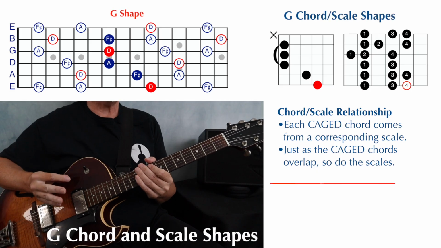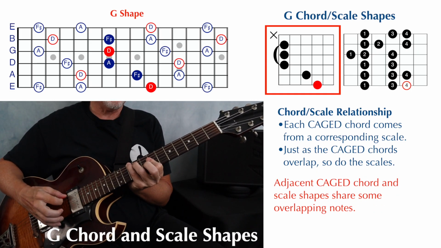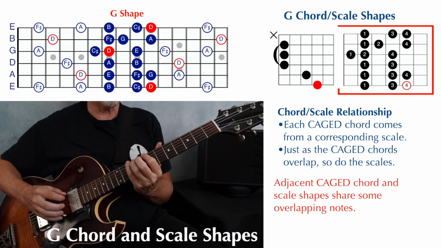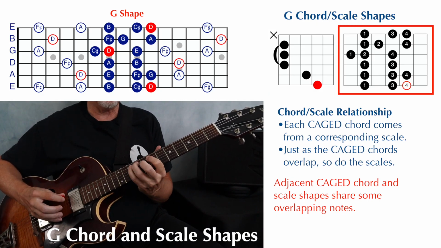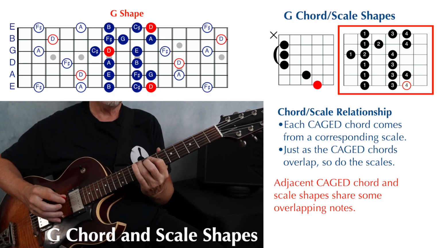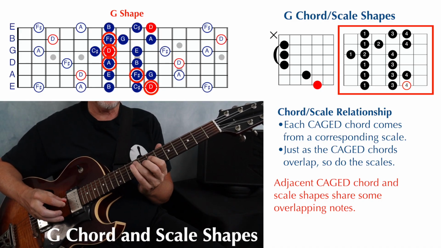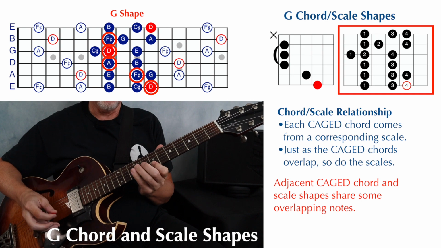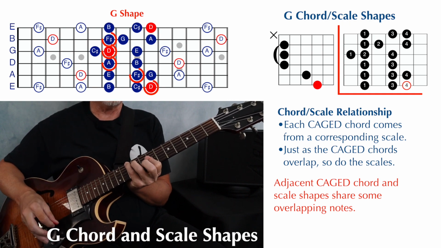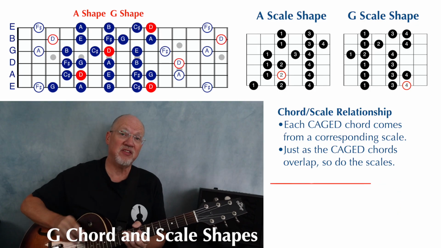Staying in the key of D major and moving up the neck, we have this G chord shape, which comes from this G major scale form. And these are the notes included in the chord shape. There's quite a bit of overlap between this G scale form and the A scale form.